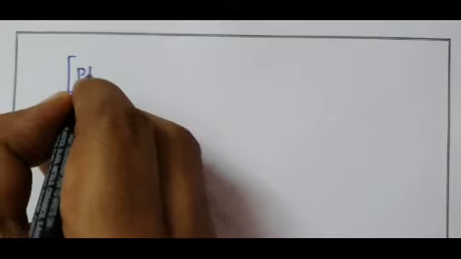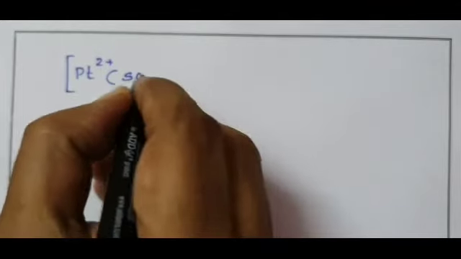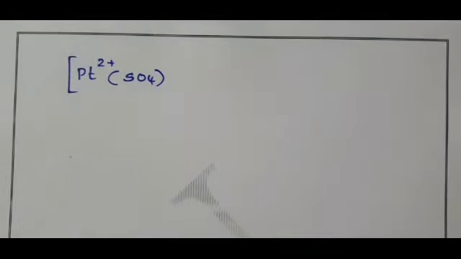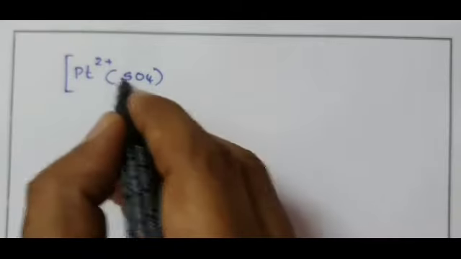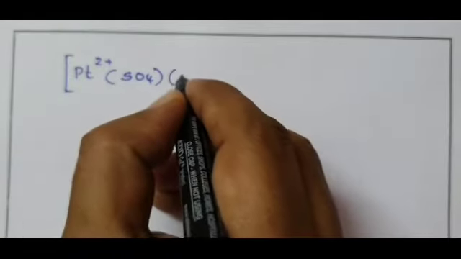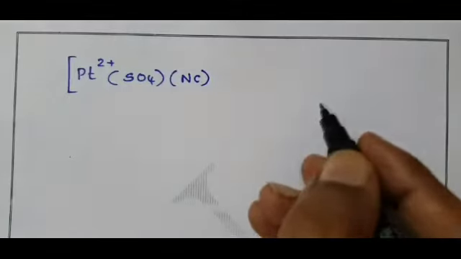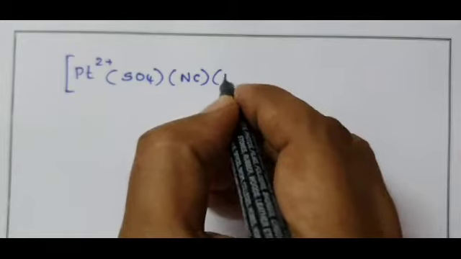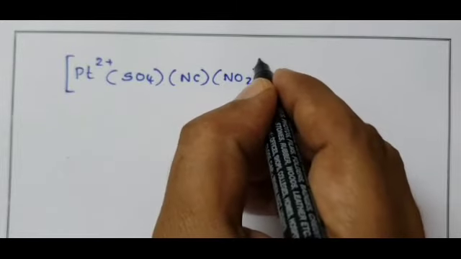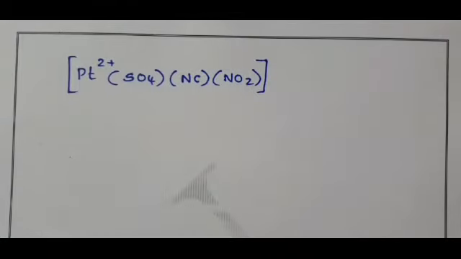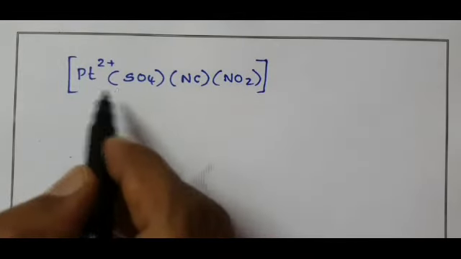Now come to other complexes with the same bidentate ligand. Using the bidentate ligand, how to write the anionic complexes. Starting from one more central metal ion, platinum 2+. Number of ligands you can use: sulfato, SO4. SO4 is a bidentate ligand, so two bonds are over. Third bond you can use NC, a different ligand we have to use. And NO2, both these two ligands are ambidentate ligands. Platinum 2+, coordination number 4.